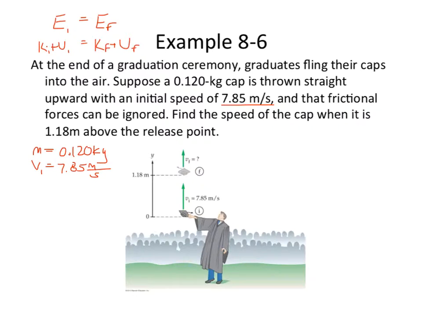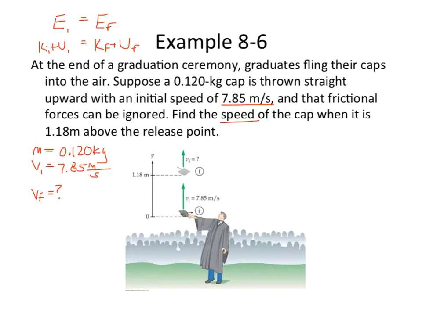All right. We can also ignore frictional forces. In the real world, the friction between the air and the cap would slow it down, but we're going to assume that there's no friction, and we're just using conservation of energy to find what? To find the speed of the cap when it is a certain point above the release point. So V final, that's our big question right there.